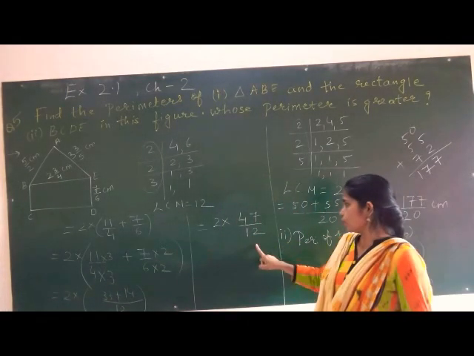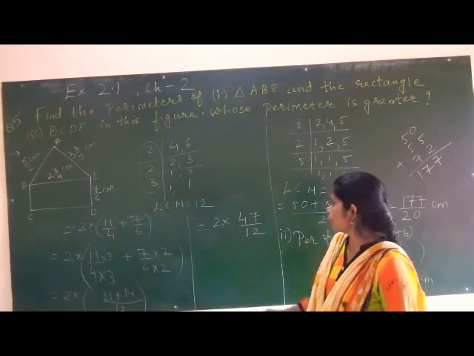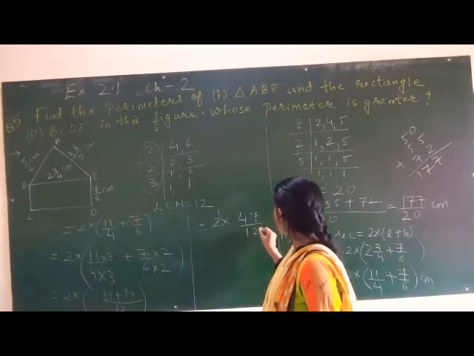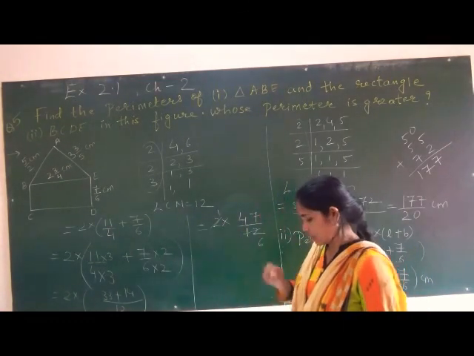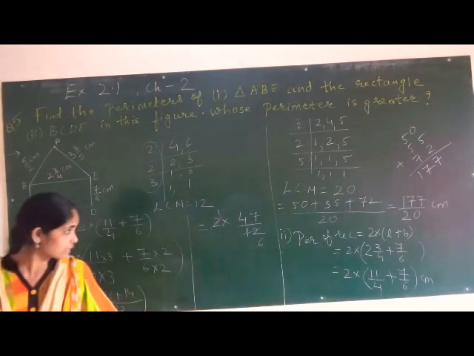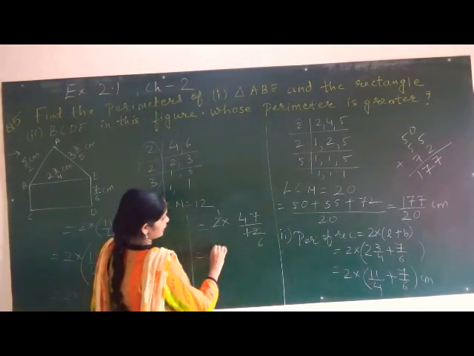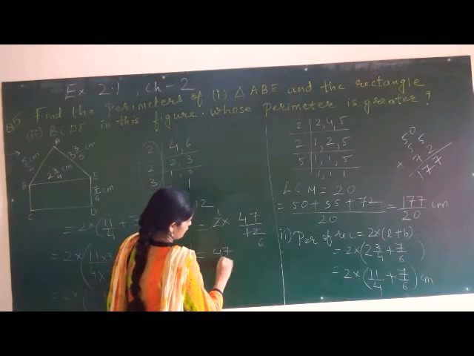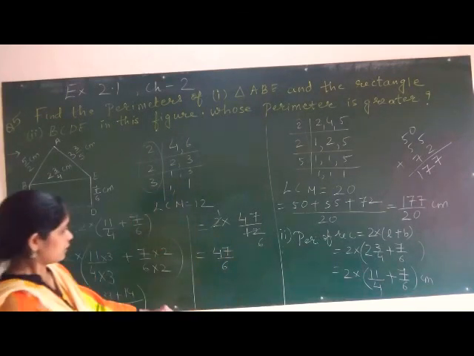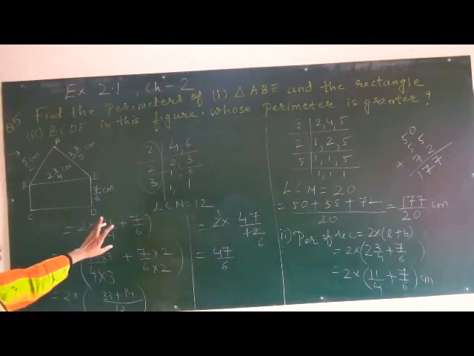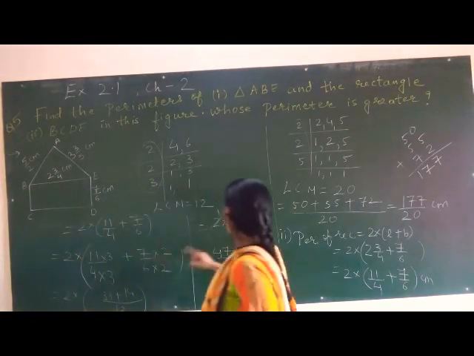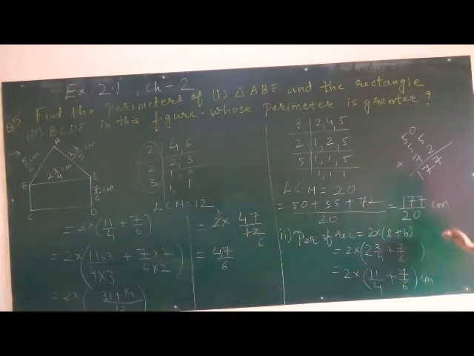Now this 2 and 12 can be cancelled. So we will do cancellation. 2 1s are 2 and 2 6s are 12. So 47 upon 6. What we are getting? 47 upon 6. This is our perimeter of rectangle. What was our perimeter of triangle? It was 177 upon 20.